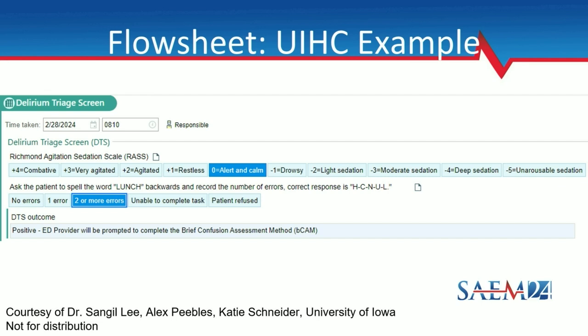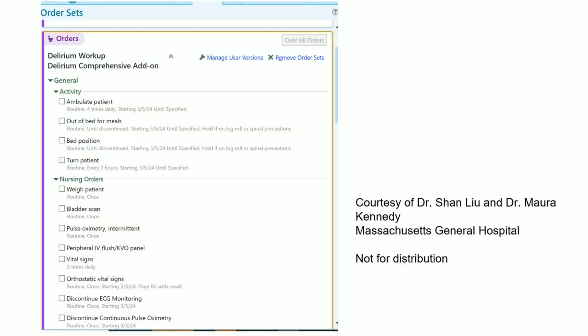So if you use Epic, you can go into Epic Share and get this. Here's another order set. This one's also out of Epic from our colleagues at Mass General Hospital. And this one I liked because it's not just, okay, they have delirium, what do we do now? It's also the workup for delirium.